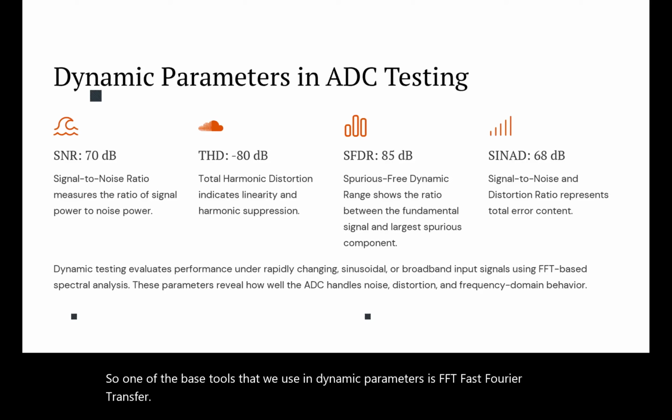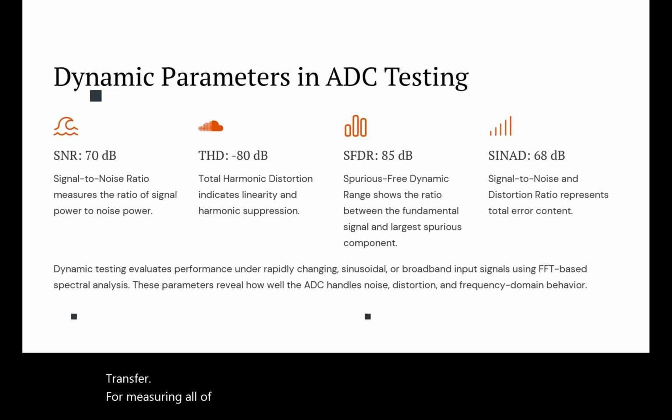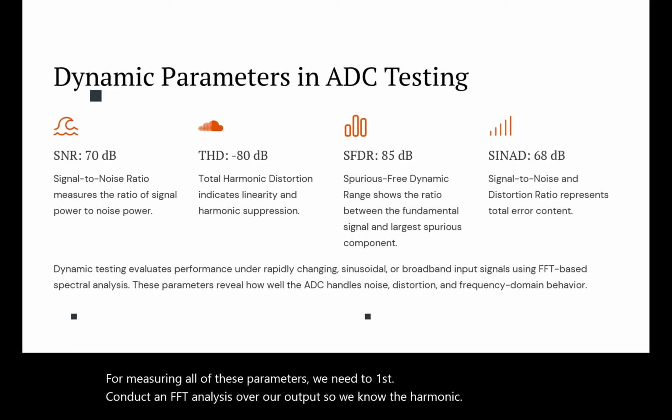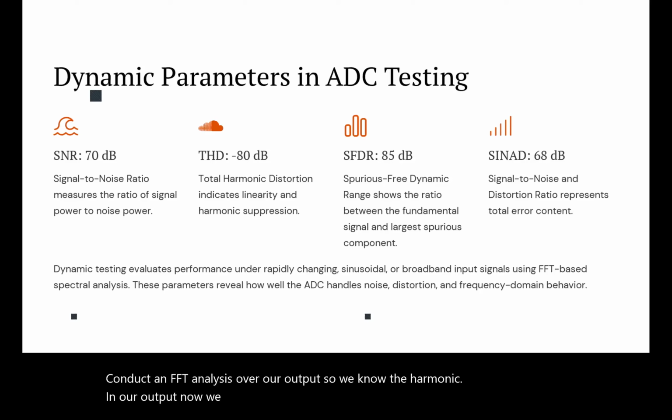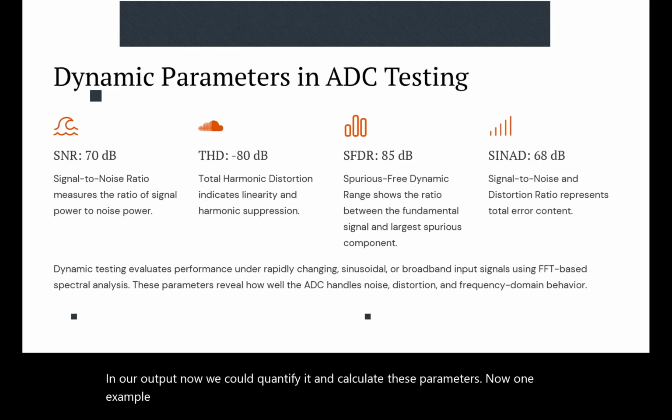So one of the base tools that we use in dynamic parameters is FFT, fast Fourier transform. For measuring all of these parameters, we need to first conduct an FFT analysis over our output. So we know the harmonics in our output. Now we can quantify them and calculate these parameters. Now, one example is signal to noise ratio, which is one of the famous ones. What is it? The SNR.